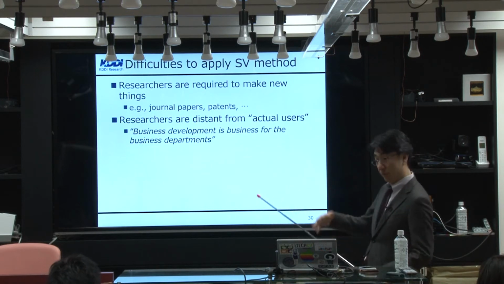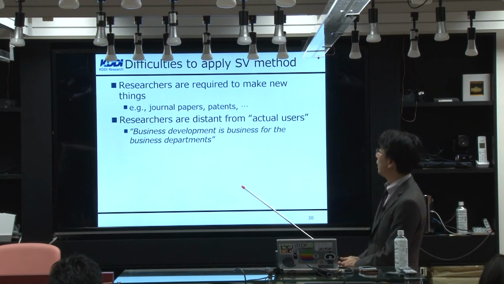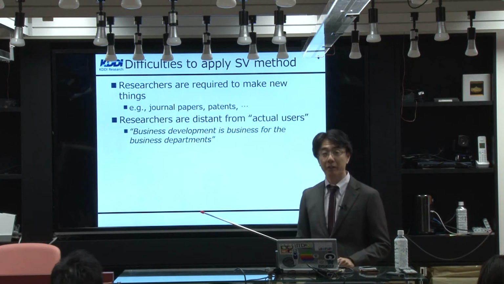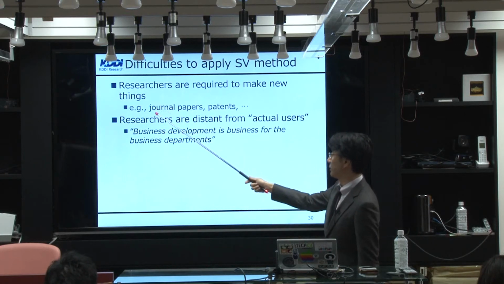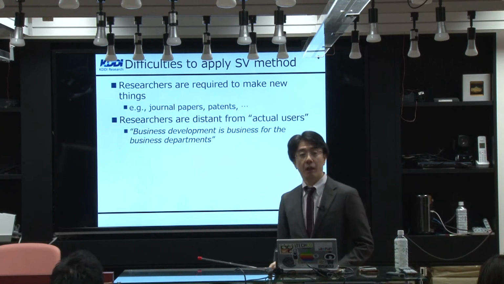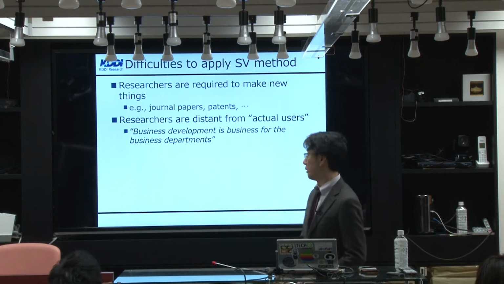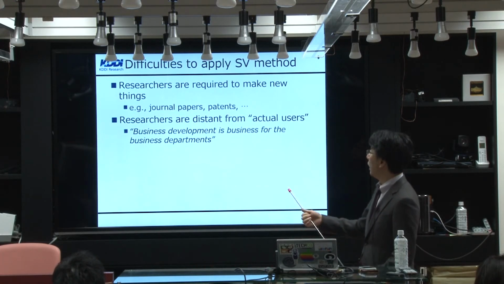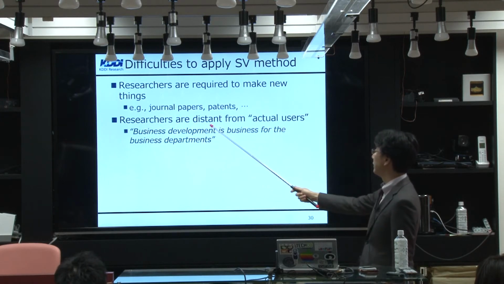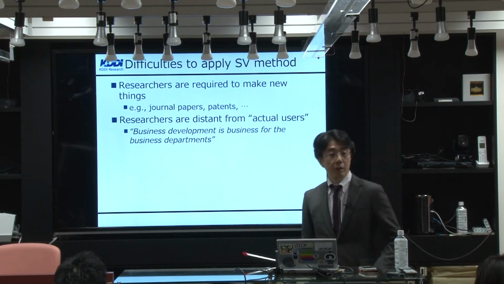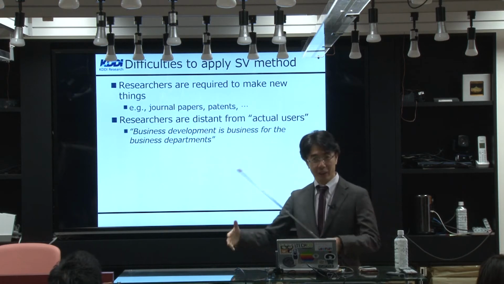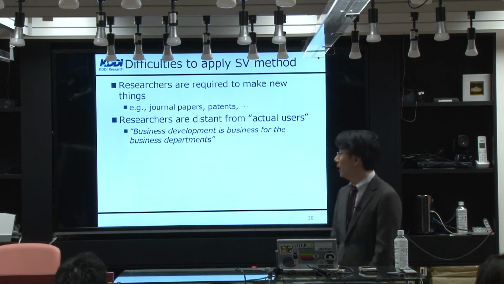But when we go back to our daily jobs, we as researchers need to make new things, because that's what we're paid for. So things like journal papers, patents, international conferences, those are the KPIs that we still have within our company. At the same time, researchers in general are very distant from the actual users. Unless we develop something, we will probably not be invited to have meetings with TV stations, for example.